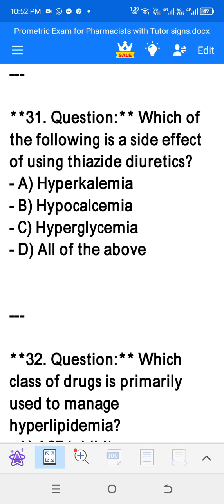Which of the following is the side effect of using thiazide diuretic? A. Hyperkalemia. B. Hypocalcemia. C. Hyperglycemia. D. All of the above. The right answer would be hyperglycemia. Thiazide diuretics can cause hyperglycemia as they impair glucose tolerance, and they also commonly cause hypokalemia.